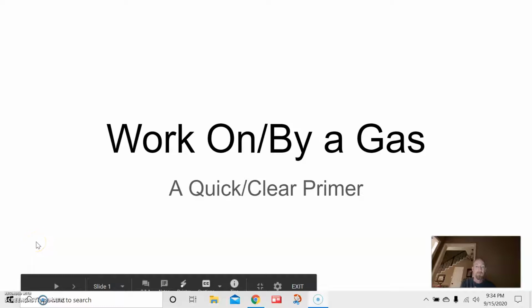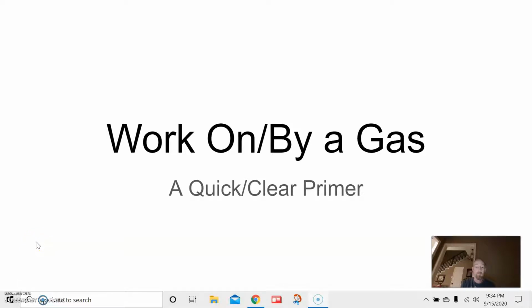Hey guys, we've been working on thermo for a few days now. We've been talking about PV diagrams, the first law. We've been talking about work done on or by a gas.